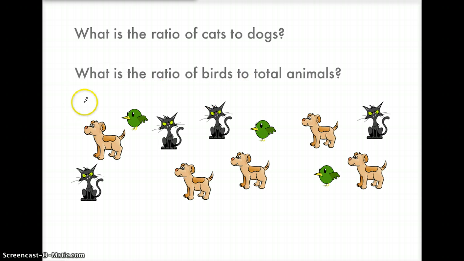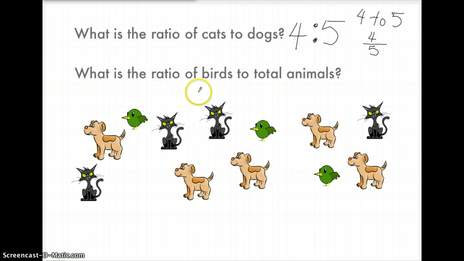So in this scenario, what is the ratio of cats to dogs? Well, we have 1, 2, 3, 4 cats. Let's write this down. And I'm going to write a colon. It's called a colon. And how many dogs? 1, 2, 3, 4, 5 dogs. So our ratio is 4 to 5. And you can write it this way. You can write 4 to 5. Or you can write 4 over 5. All 3 are acceptable. Let's move on to the second question.